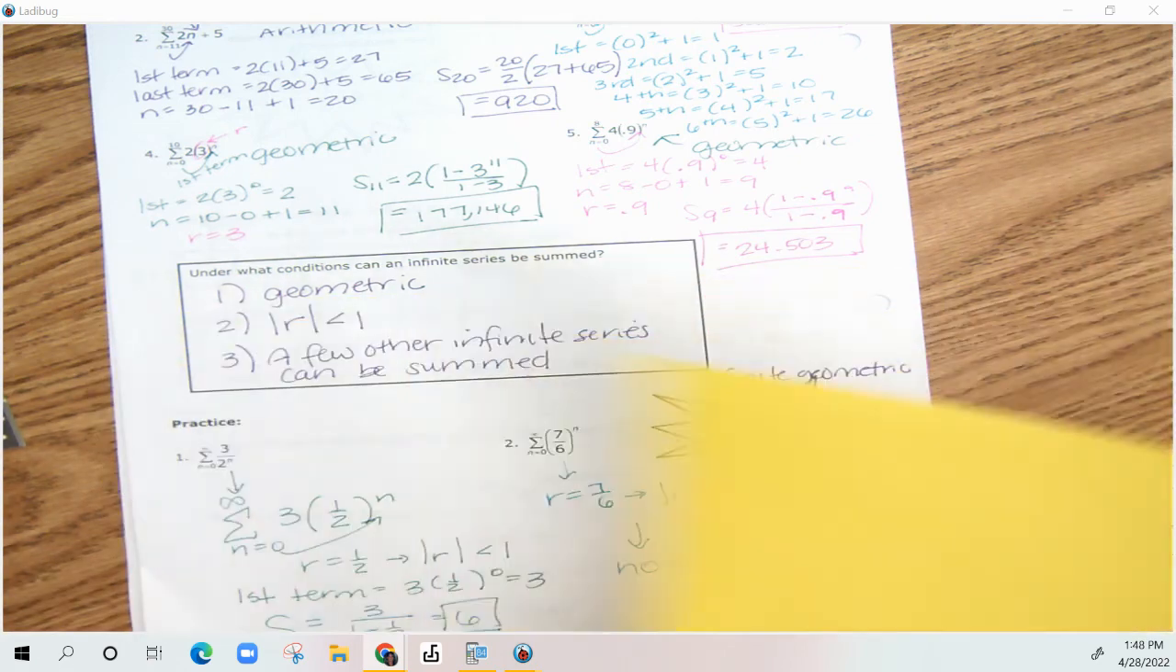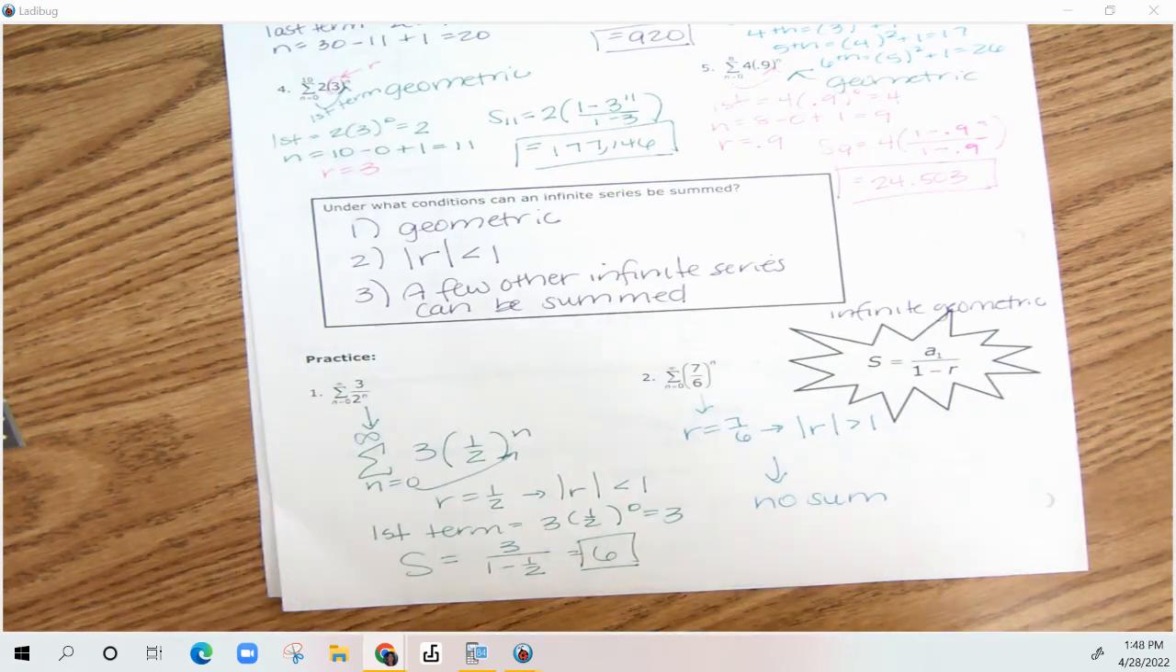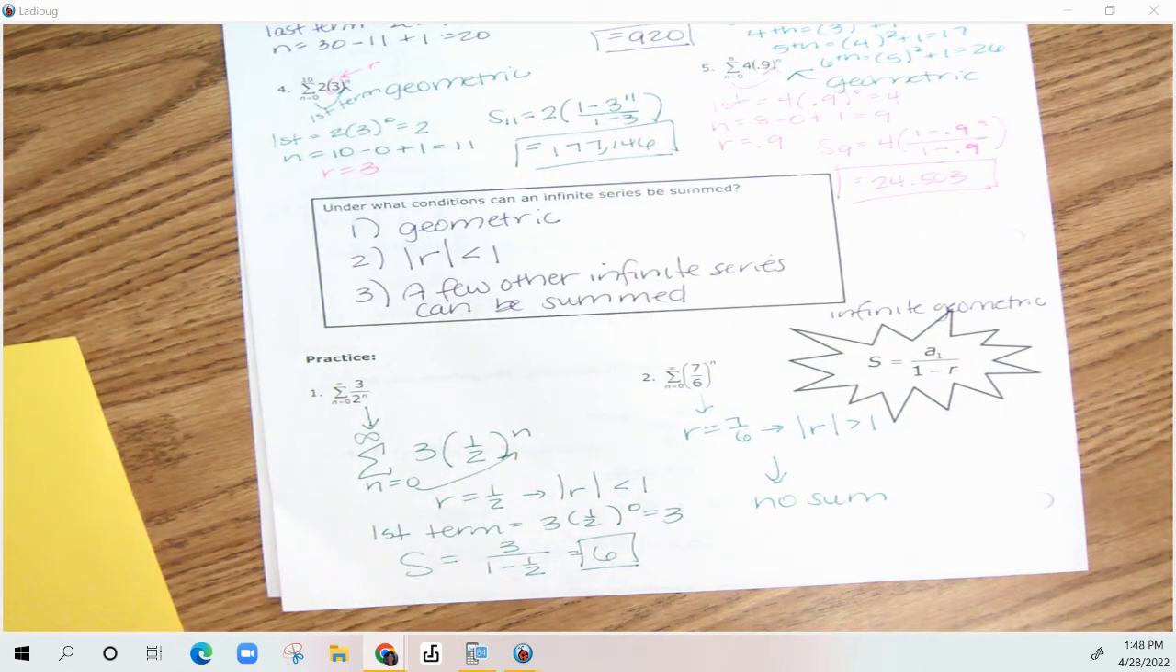The last topic is an infinite series. So under what conditions can an infinite series be summed? One, we have a geometric infinite series, and we have a formula for that. In order to actually be able to find the sum of an infinite geometric series, though, the absolute value of the common ratio has to be less than 1. If the absolute value of the common ratio is greater than or equal to 1, the series cannot be summed.